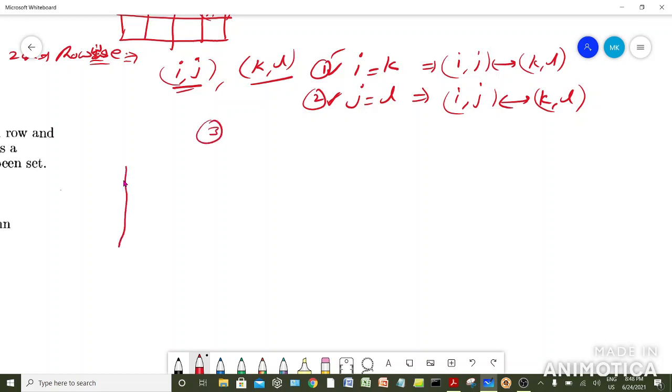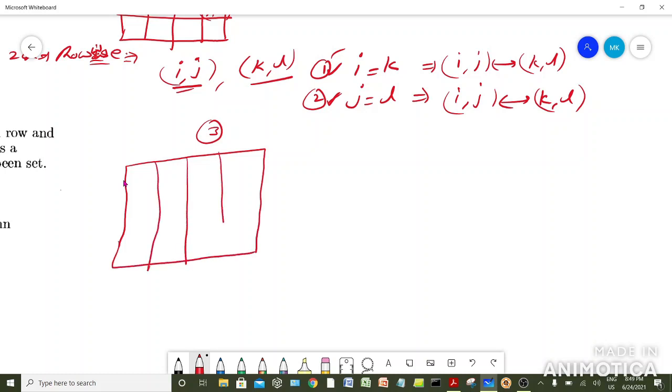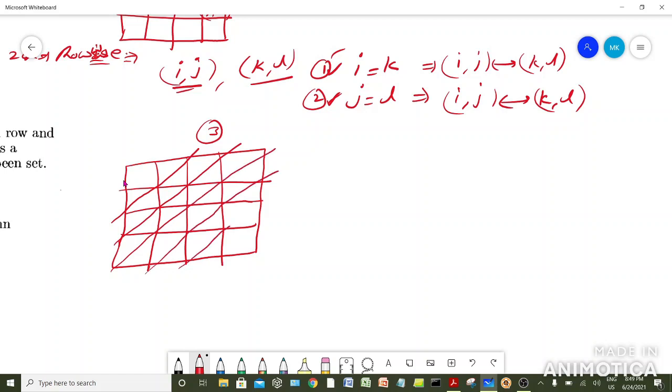Now to write the expression for the third implicit constraint, let us consider a situation where again a 4 by 4 matrix was there. Now we need to draw the diagonals. How many diagonals are there? This is going to be diagonal number 1, this is diagonal number 2, this is diagonal number 3, then diagonal number 4, and then diagonal number 5. So these are all the diagonals for this 4 by 4 matrix.